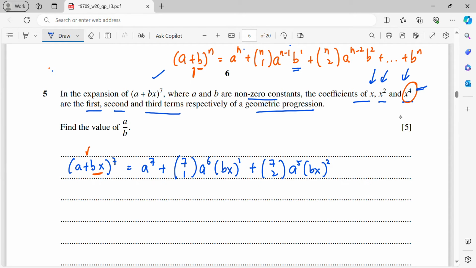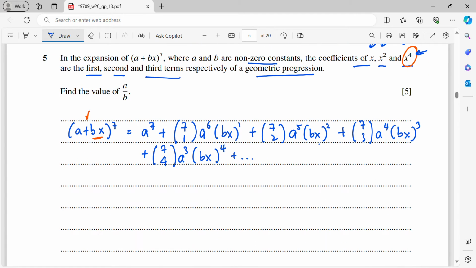Now I need to get up to x degree 4. Here is only x squared, so I have to continue for two more terms. So here is going to be 7C3 a degree 4 bx degree 3 plus 7C4 a degree 3 bx degree 4.